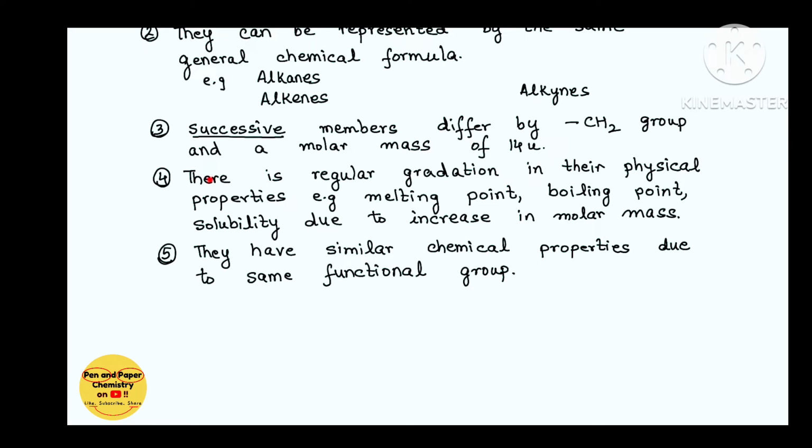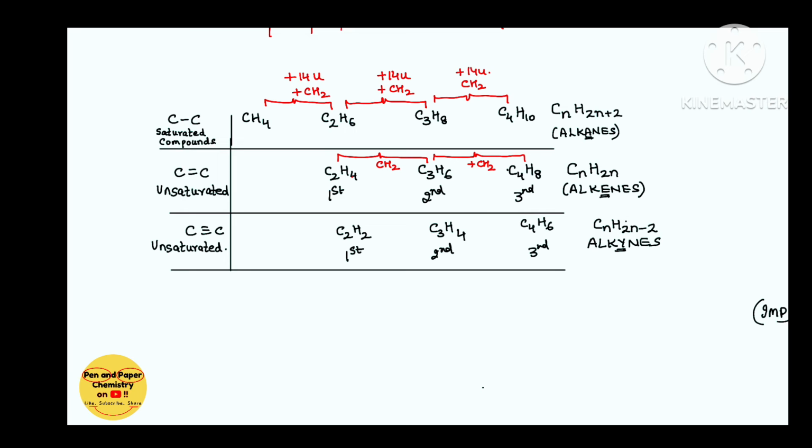Next point. There is a regular gradation in their physical properties. Example, melting point, boiling point, solubility, etc., due to the increase in molar mass. Now let me explain this point. To explain this point, first of all, I am going to take up the experimental data. I have the boiling points here for all these compounds.